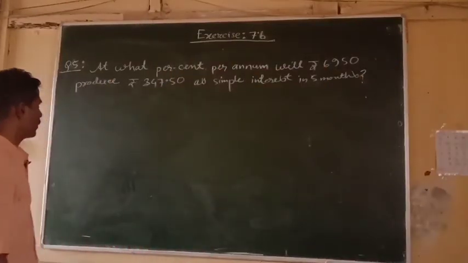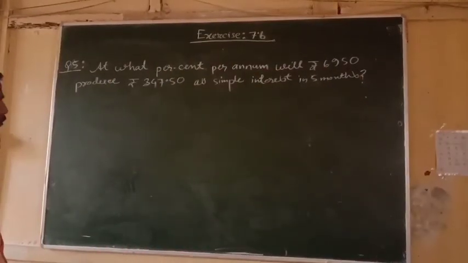Look at question number 5 on the board. At what rate of interest, or at what rate percent per annum, will rupees 6,950 produce rupees 347.50 as simple interest in 5 months? That is the question.